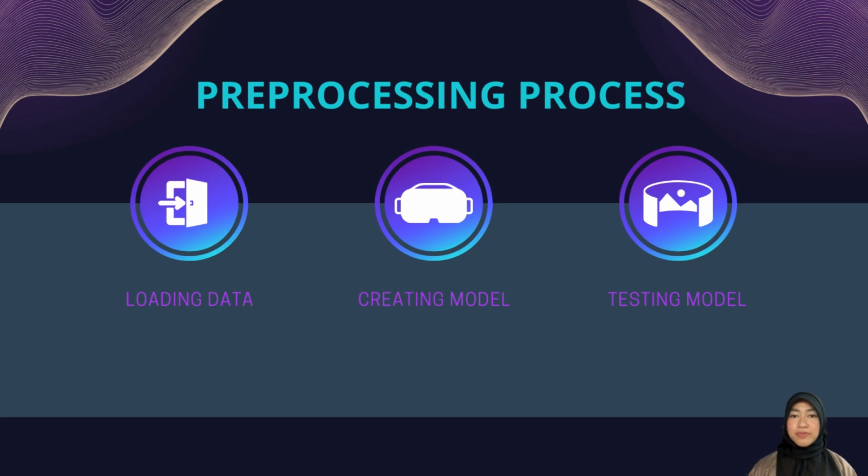So here is the pre-processing process, which has 3 stages: loading data, then creating the model, and the last one is testing the model. So I will explain the loading data part. Let's move on to the first step, which is loading data.